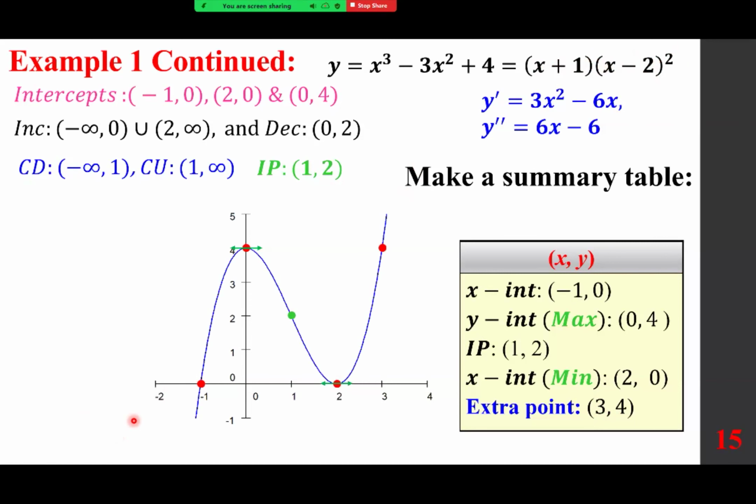And I hope you recognize everything is there. The intercepts, the two x-intercepts, the y-intercept, local min, local max. The graph is increasing, then becomes decreasing, then increasing. Inflection point, see it's concave down, then concave up. Every piece of information here, you can see it in your graph.